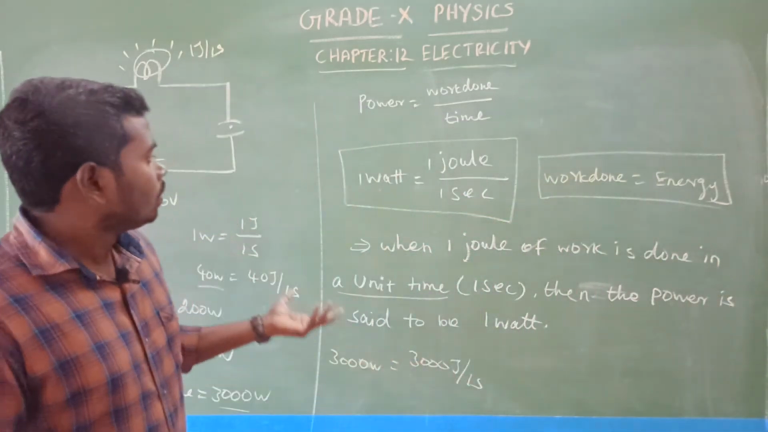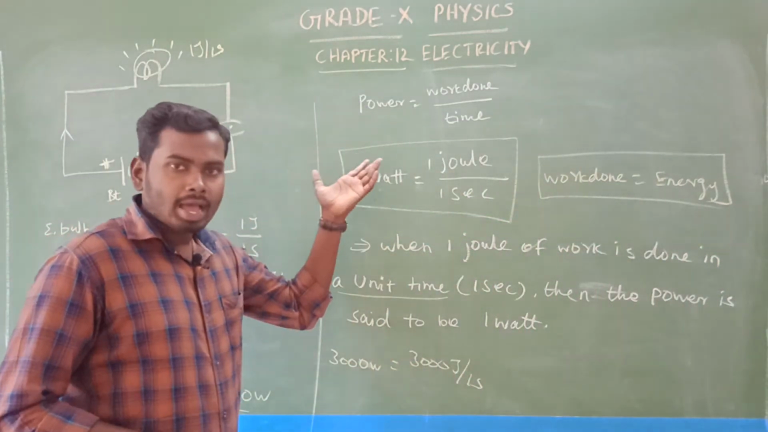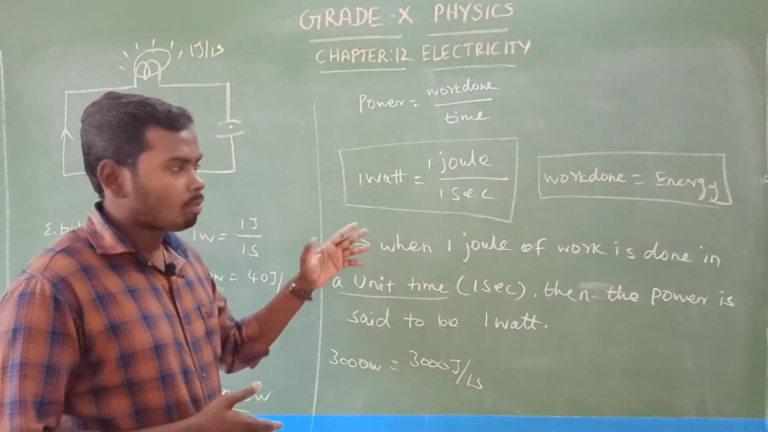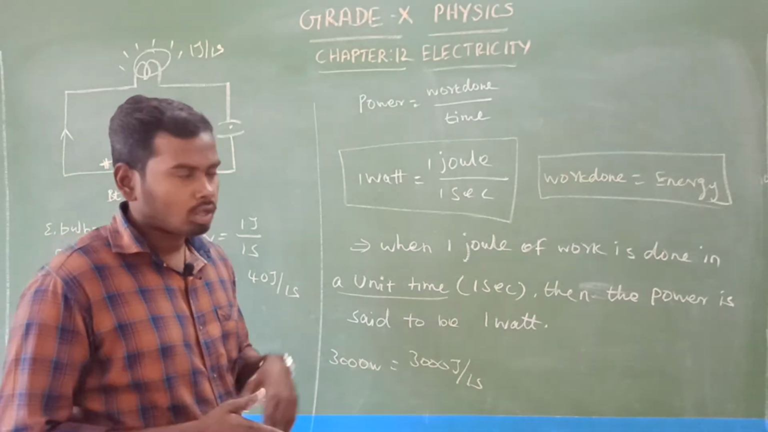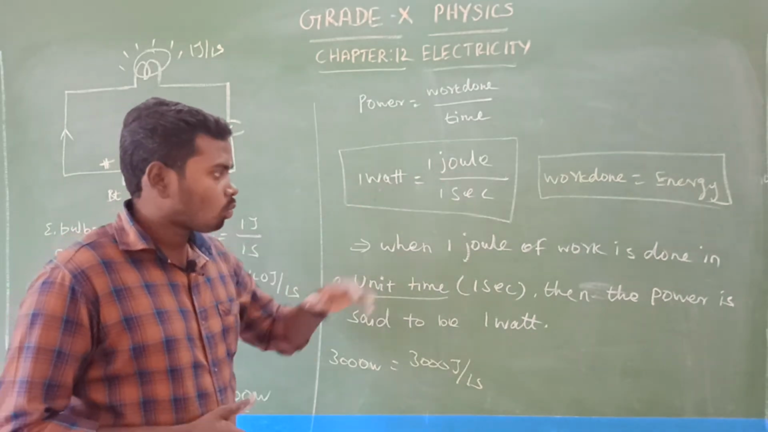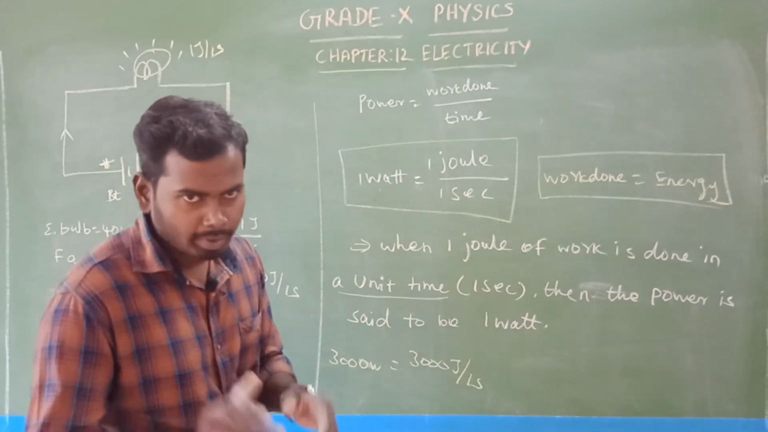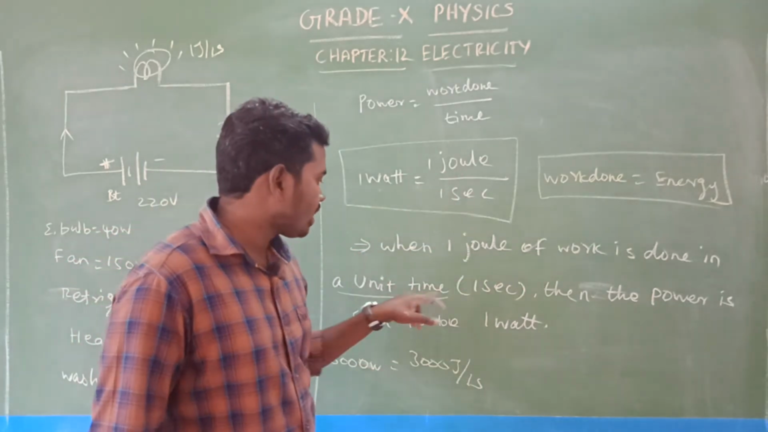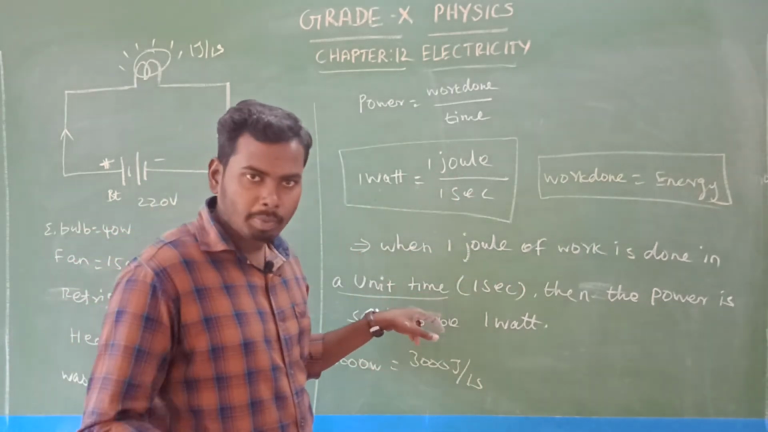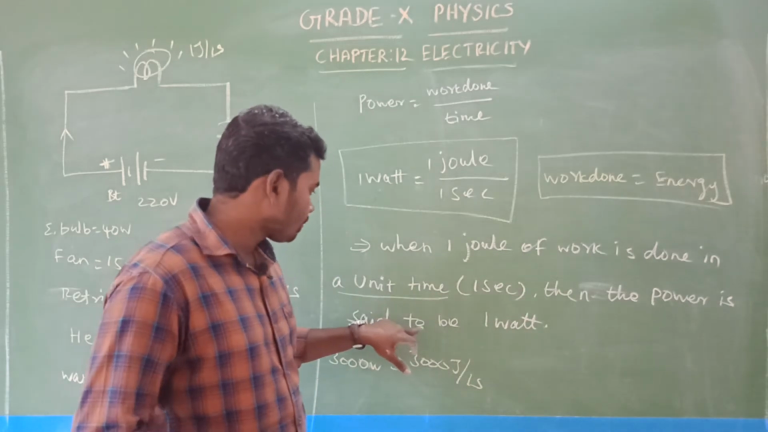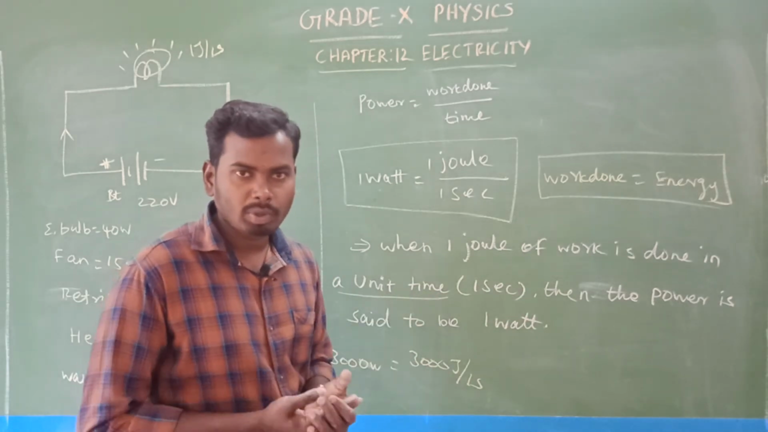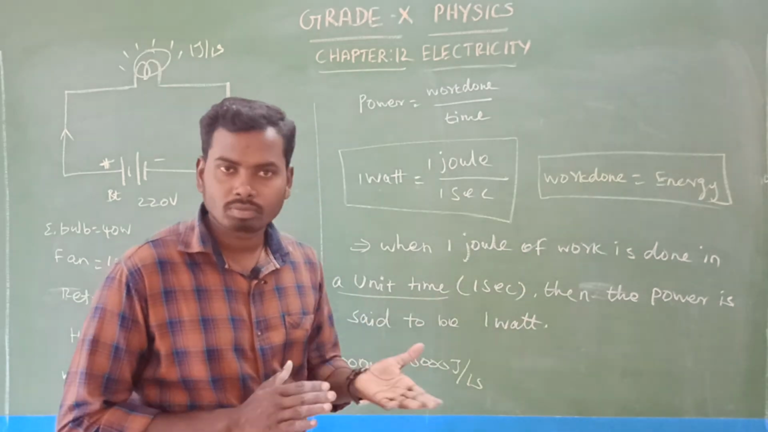If they ask in the board exam, what will you write about 1 watt? Define 1 watt. 1 watt is equal to 1 joule divided by 1 second, which means when 1 joule of work is done in unit time, which means per second, then the power is said to be 1 watt. Is it clear, students?